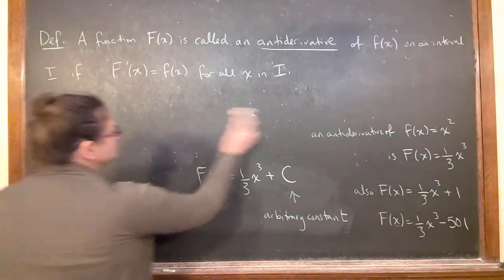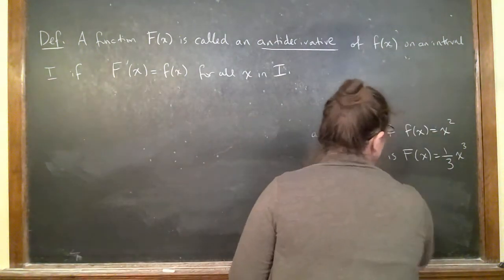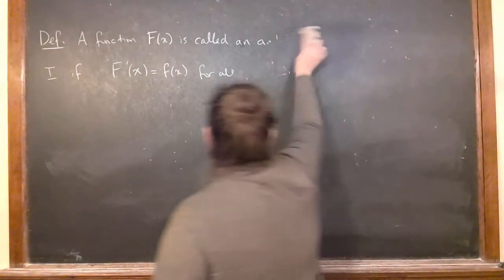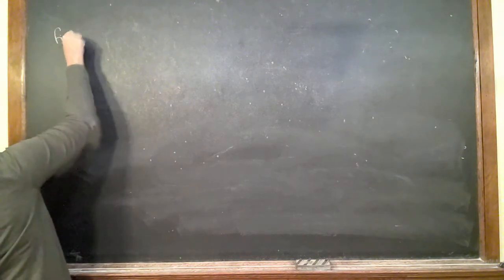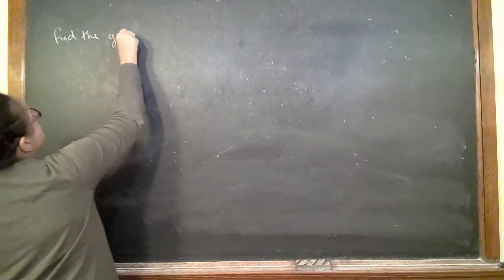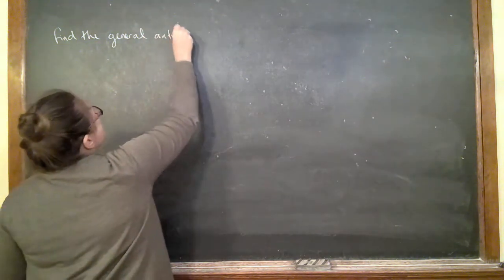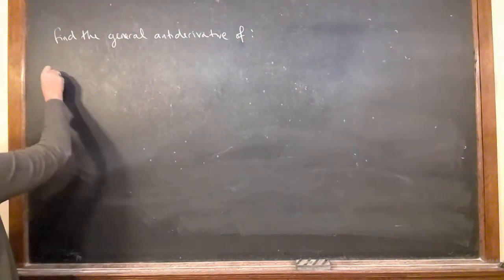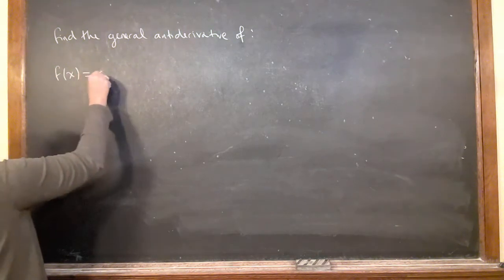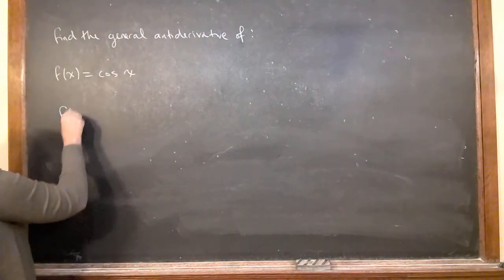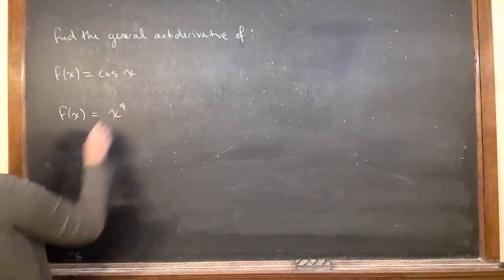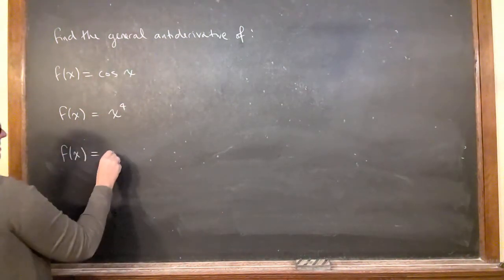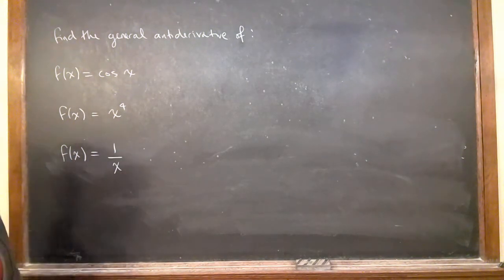So, let's do a couple quick ones. Find the general antiderivative of, let's see, let's do these 3. All right, that third one has a little bit more work to do.